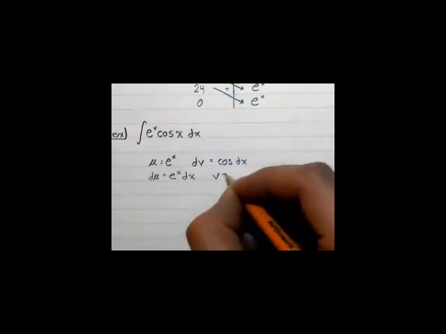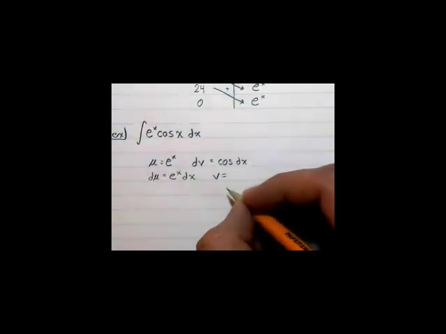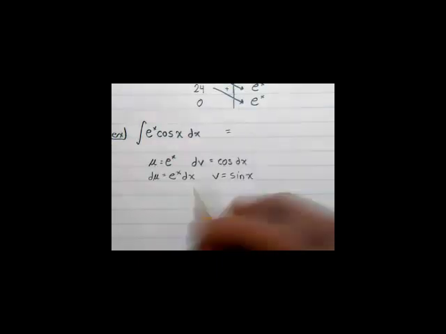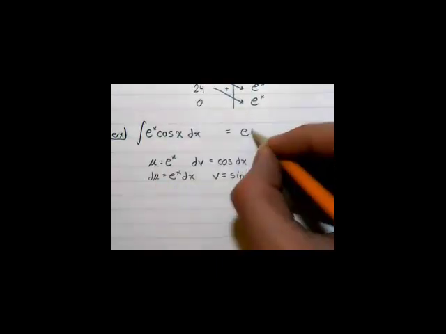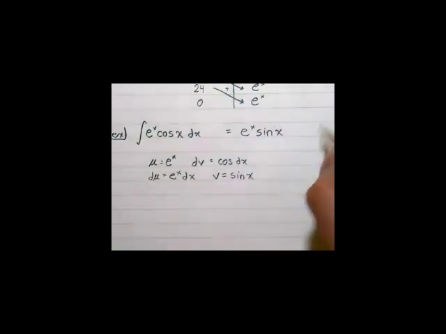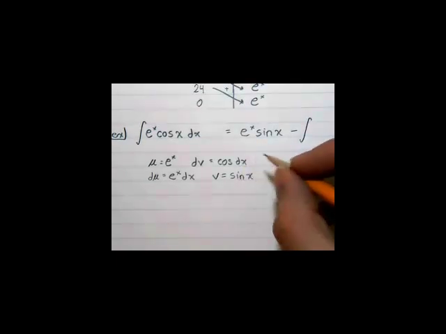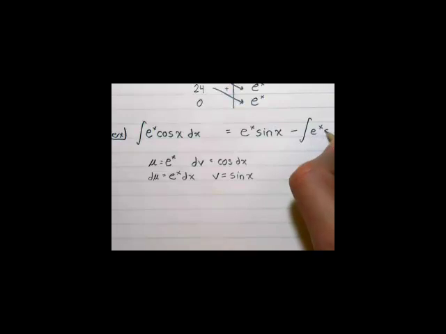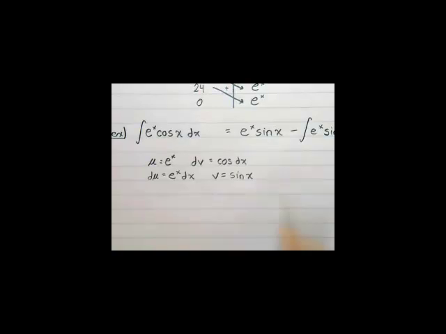Okay, so what we got, u times v, e to the x sine x, minus the integral of v du, so e to the x sine x dx. Okay, great. So I swapped this integral for this one, which is no better, right? However, I do it one more time.